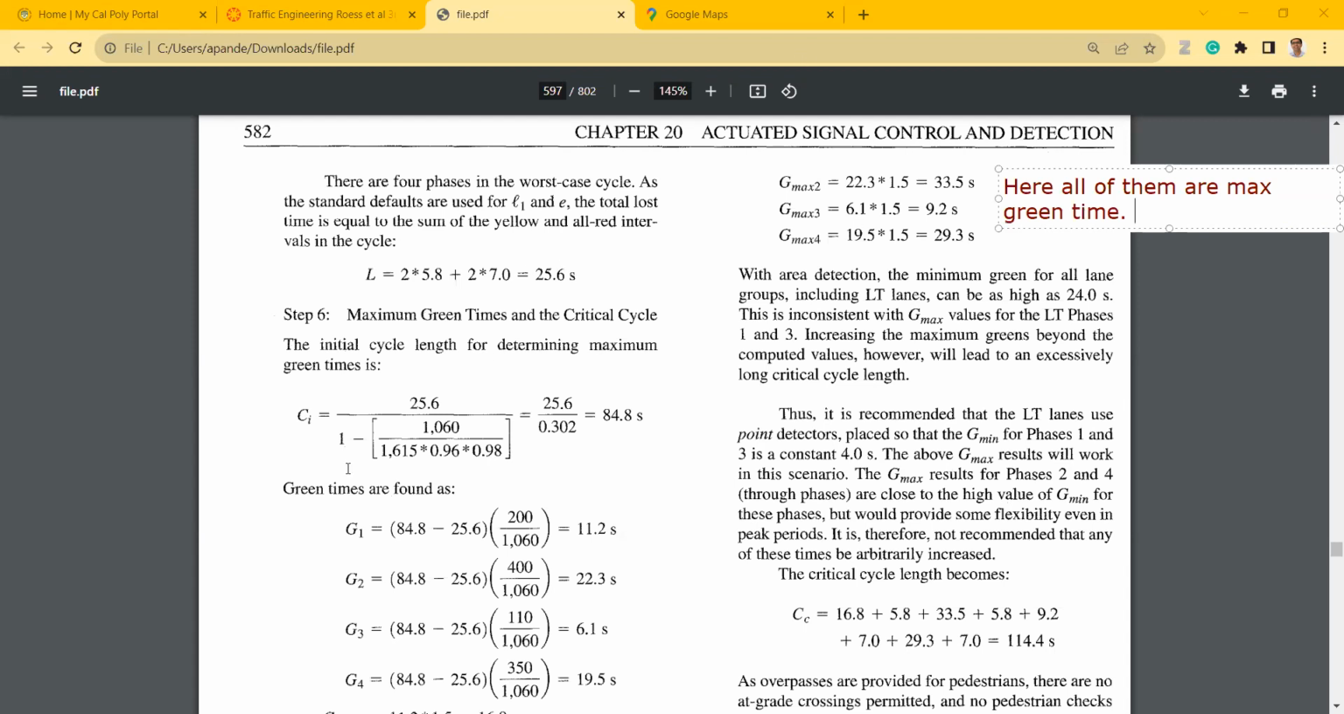So just remember that. When we were doing semi-actuated, we got minimum green time for the major approach. We got the maximum green time for the minor approach. Okay. But when you have fully actuated signal, all you get is the maximum green time. And again, you can then figure out the cycle length.